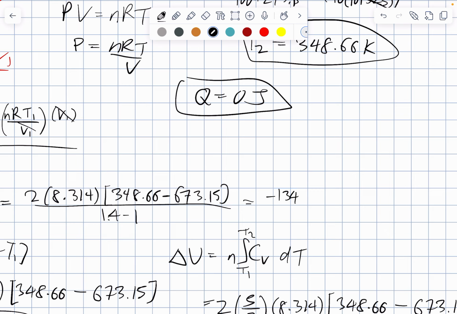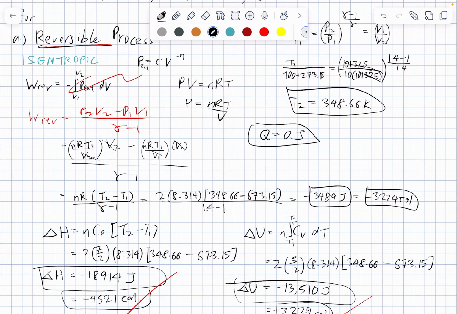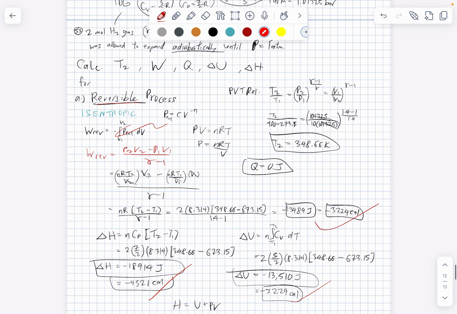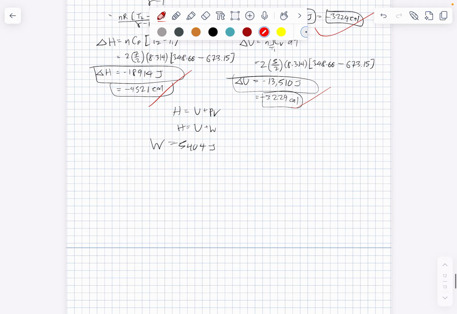Negative 13,489 joules. In calories, this is negative 3224. Let's see. Negative 3224. Correct. And how?